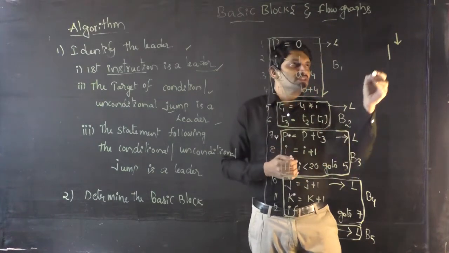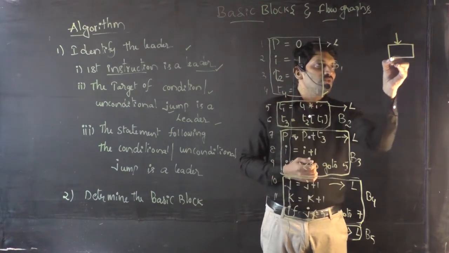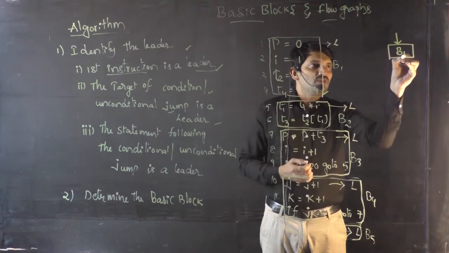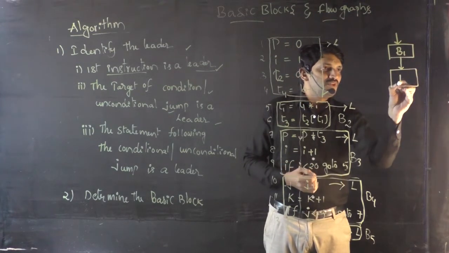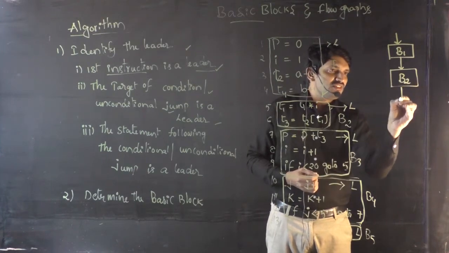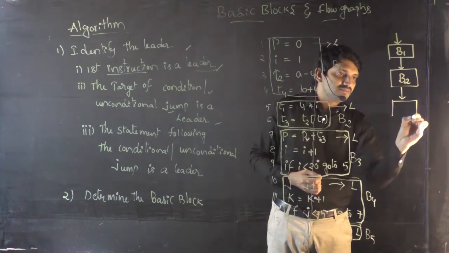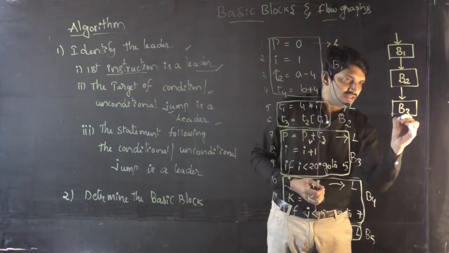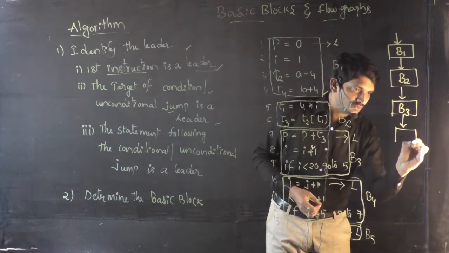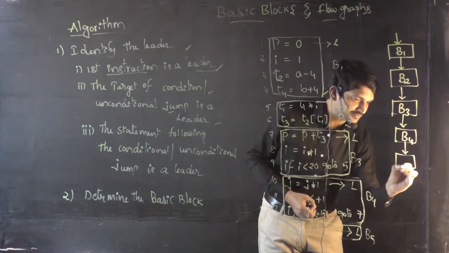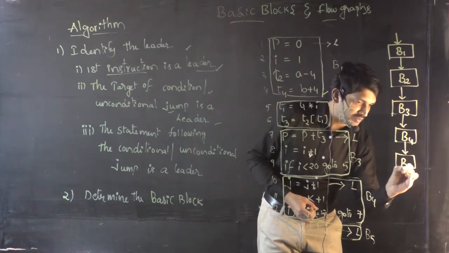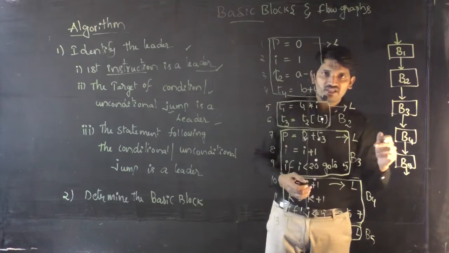For these basic blocks, now I want to construct the flow graph. First one is B1, then B2, which represents basic block 2, then B3, then B4, and finally B5. So these are the 5 basic blocks, with 1 entry and 1 exit.